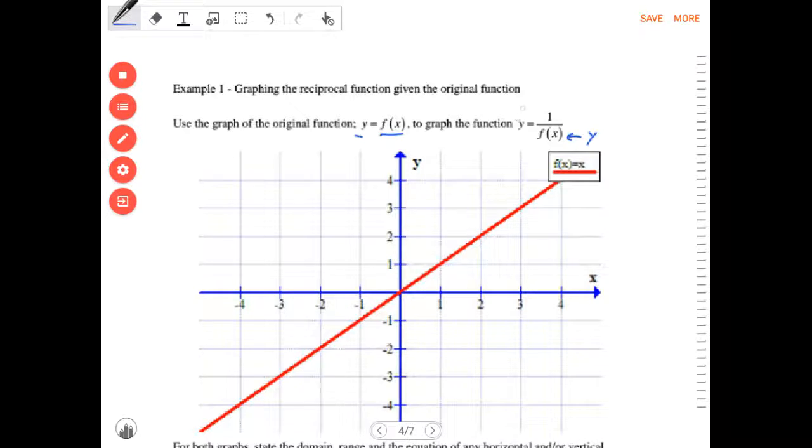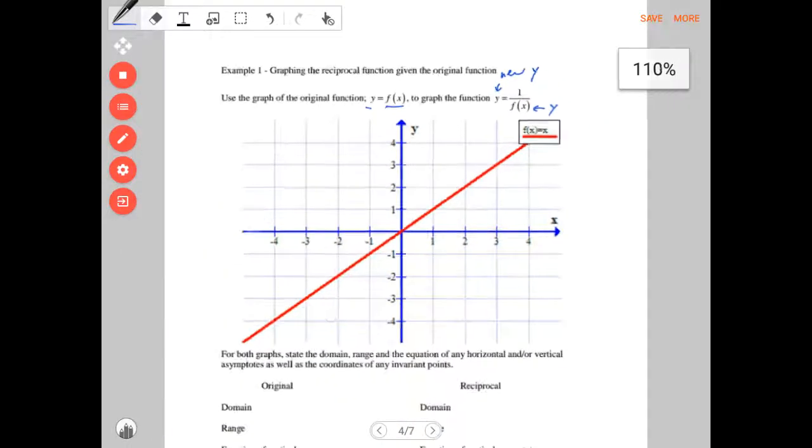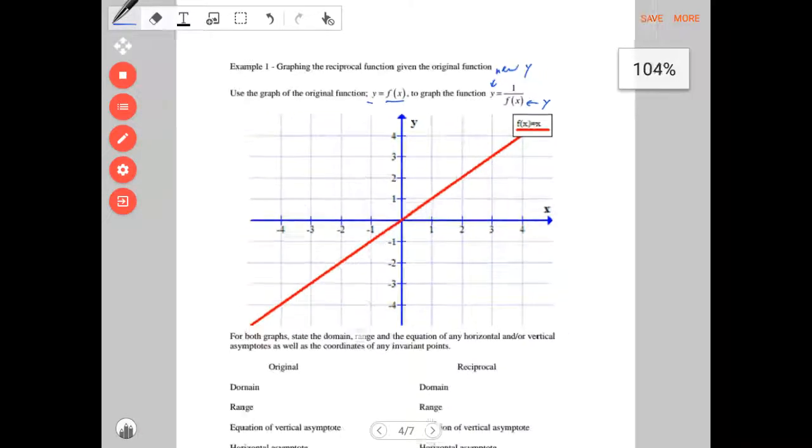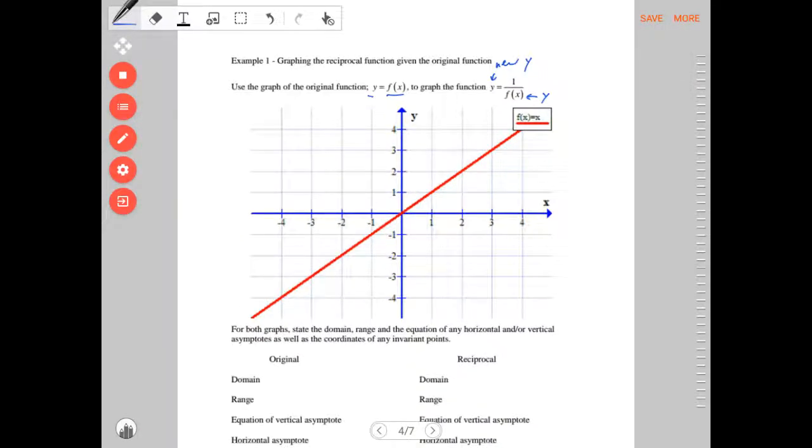So really the new y, the new function, sorry, I need to change my settings here, it's a little fuzzy. There we go. So the new y value is 1 divided by, well, f of x is just y, so this is the old y value.